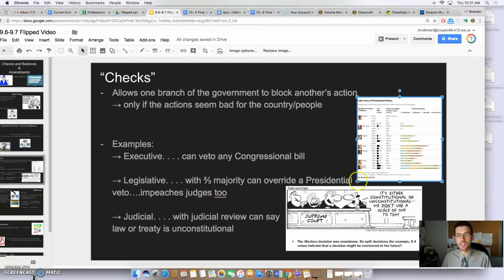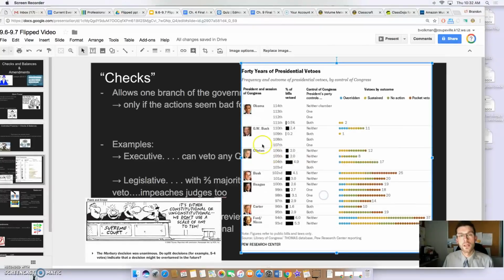I want to take a look at this chart right here. This chart shows the last few presidents we've had in our country, minus President Trump. And it tells you how many vetoes they used throughout their terms. Each dot represents one veto. The colored dots also tell us if Congress used their 2/3 majority to override the veto or not.